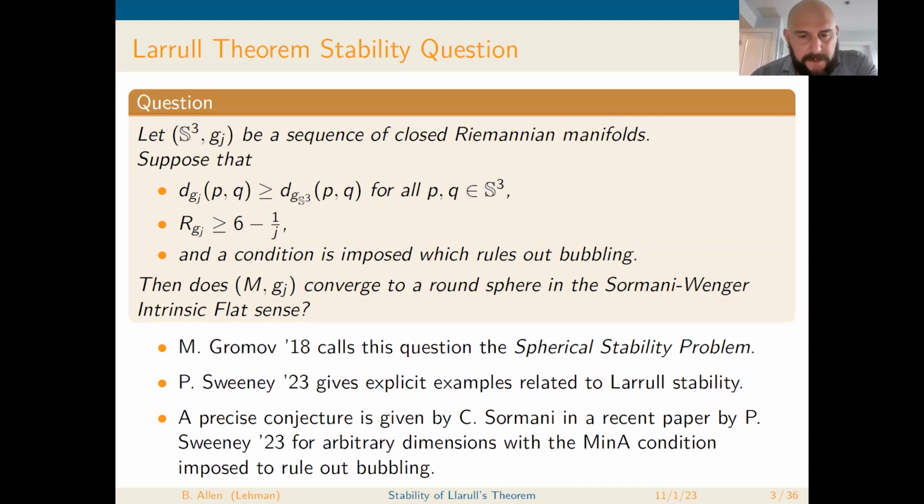In that same paper, a precise conjecture is given in all dimensions where the min A condition is imposed to rule out bubbling. I'll say a little bit about what the min A condition is later. But this is the basic question, and I'll make it more precise later when we get to the theorem.